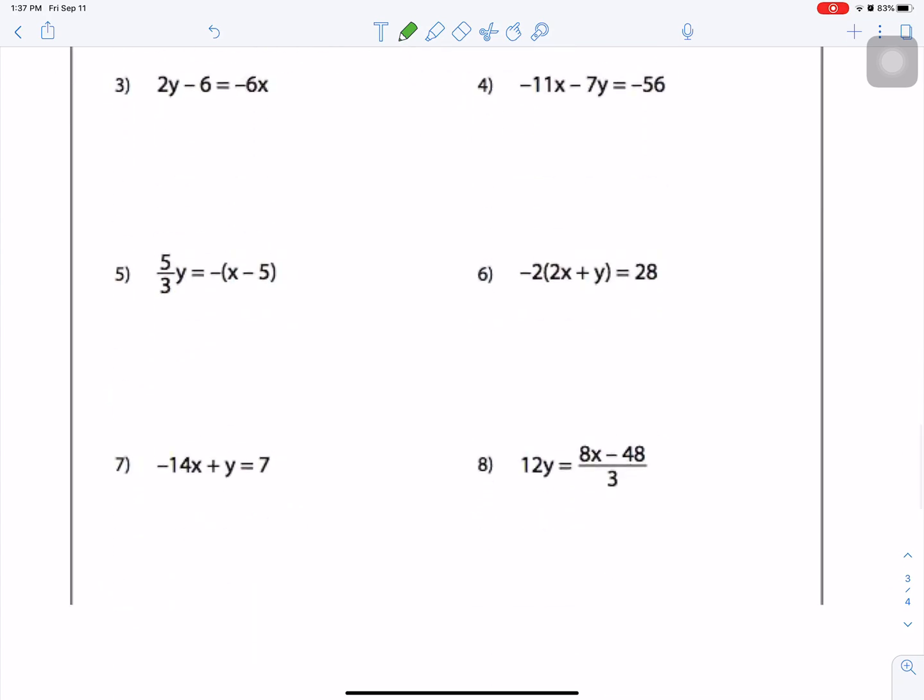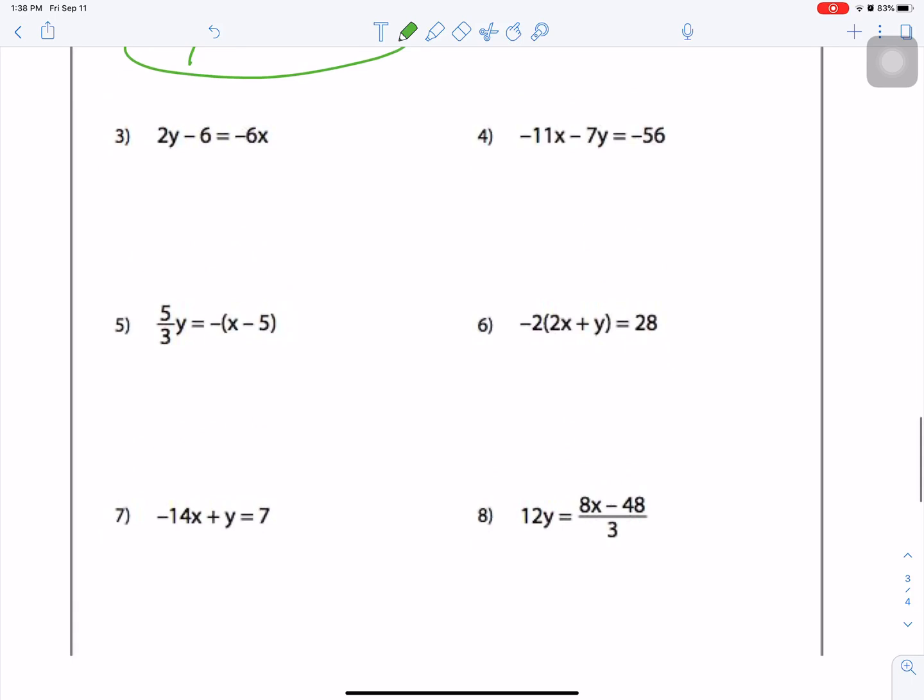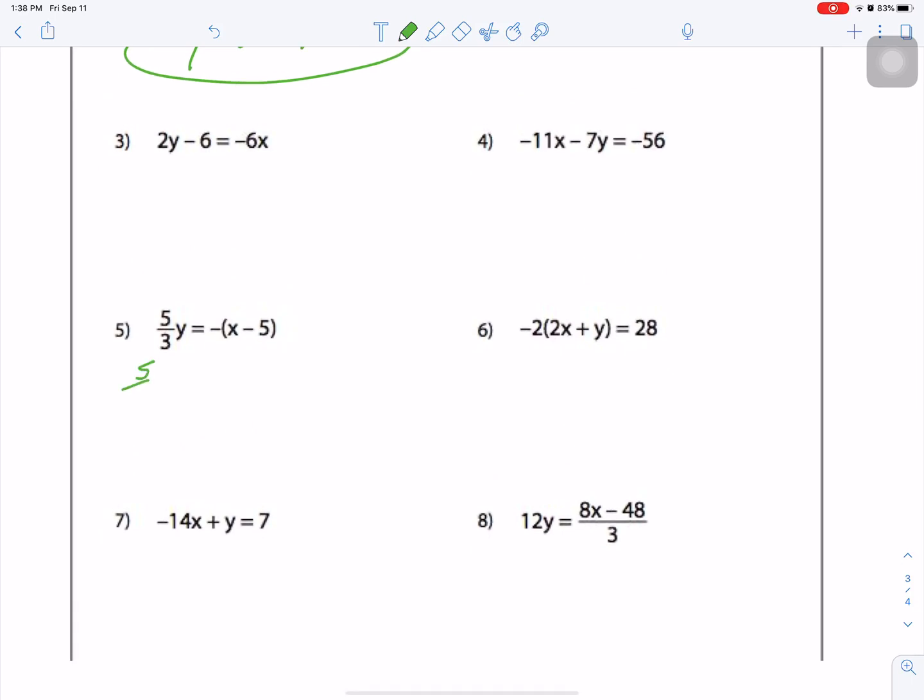Let's look at, I'm trying to think, 5 or 8. Maybe I'll do both of those. So on this one, I have 5/3 y. And I'm going to distribute this. Remember, that's a negative 1. So negative x plus 5.